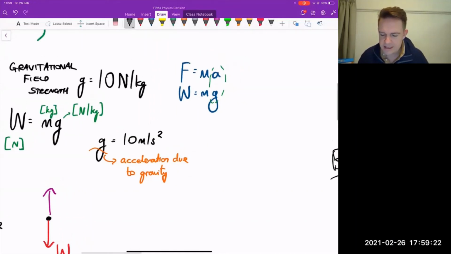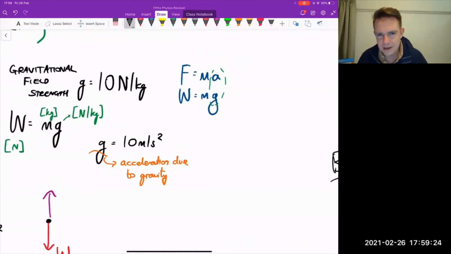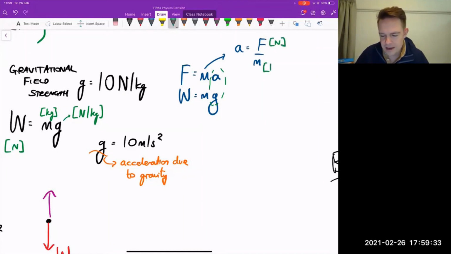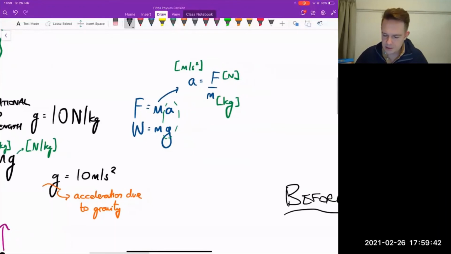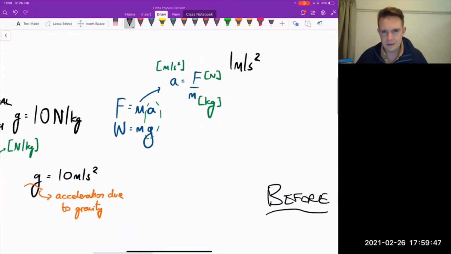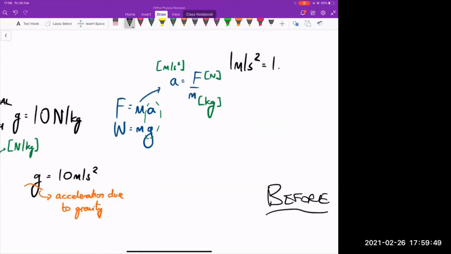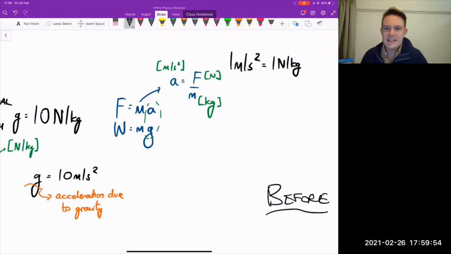The reason why acceleration in meters per second squared and newtons per kilogram are the same unit: rearrange this, a equals F over m. What did I say about units? If I have newtons divided by kilograms on this side, and we know the unit of acceleration is meters per second squared, that means the meter per second squared is the same thing. It's the same unit as the newton per kilogram. It's just two different ways of writing the same unit.